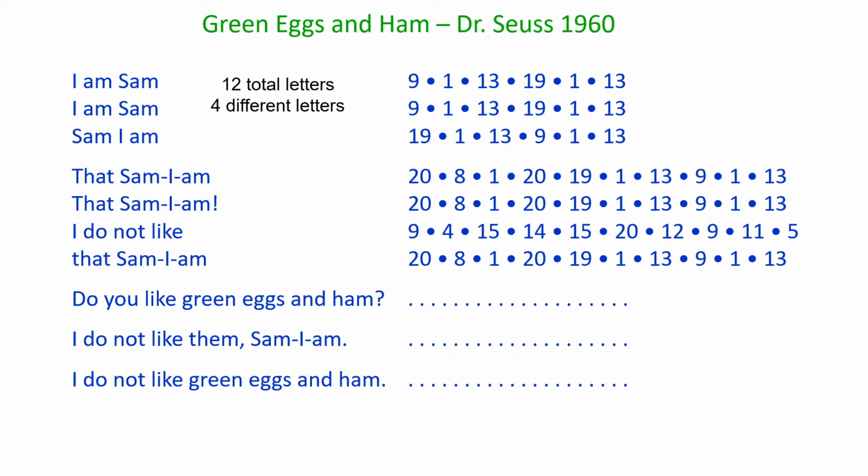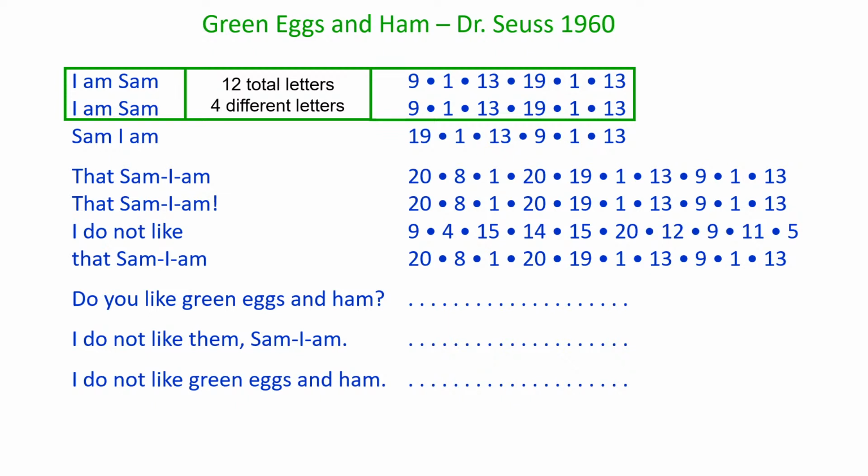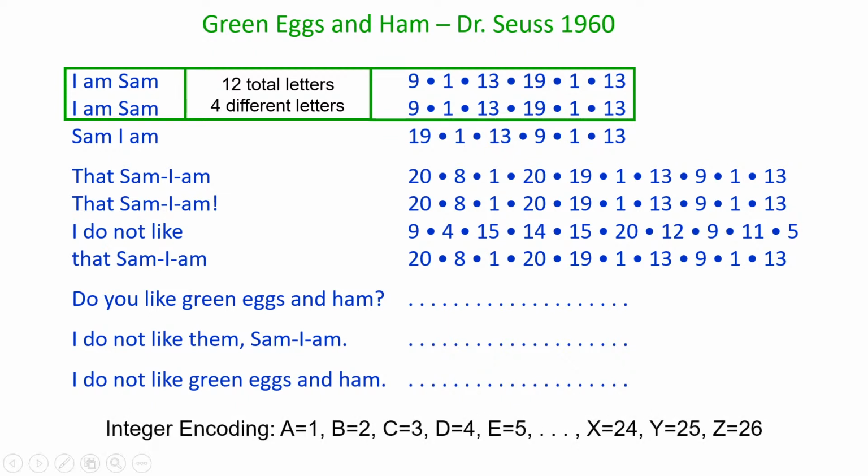And you can encode this. For example, let's call it A1. We'll take a look just at this segment here. And at the bottom, integer coding: we'll say A is 1, B is 2, C is 3, D is 4, E is 5, and so forth, Z is 26. And you do this and you substitute.